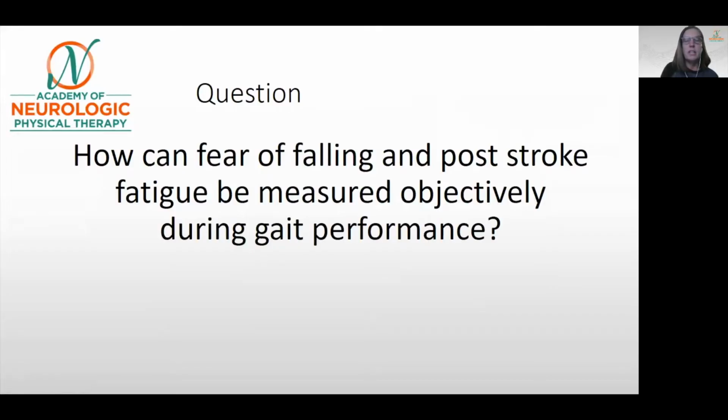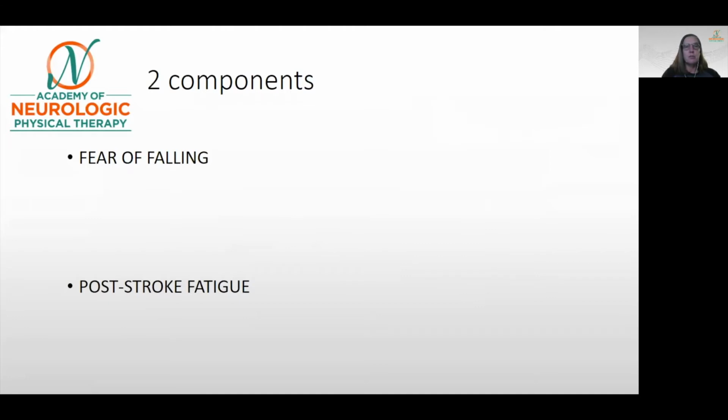The question that a student has posed to us is, how can fear of falling and post-stroke fatigue be measured objectively during gait performance? When I think about this question, we're always going to have to delve into the specifics of these pieces a little bit more clearly. We're talking about two components. The first is fear of falling, and the second is post-stroke fatigue. Let's make sure that we can define what those two aspects are for individuals post-stroke.